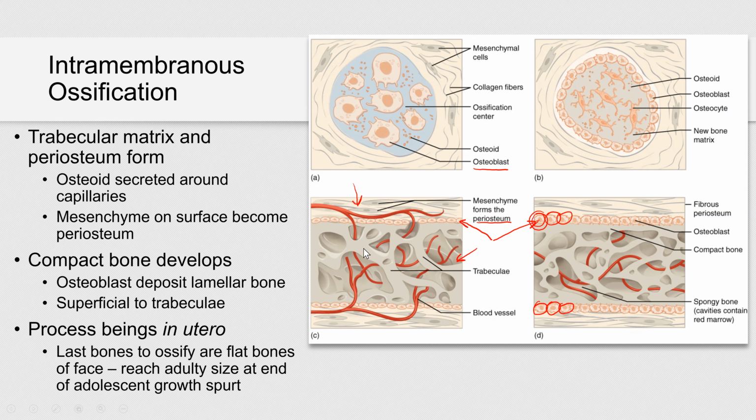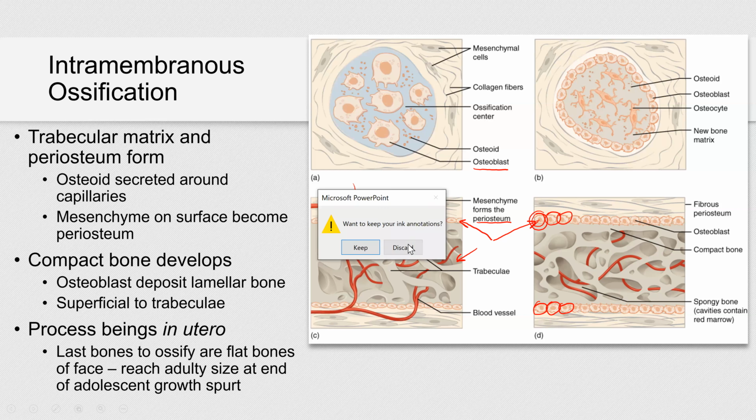That's because those osteoblasts were depositing matrix along the capillaries. So that's our intramembranous ossification. The process begins in utero, and flat bones of the skull and face are formed through intramembranous ossification. The last bones to ossify are flat bones of the face. They reach adult size at the end of the adolescent growth spurt.